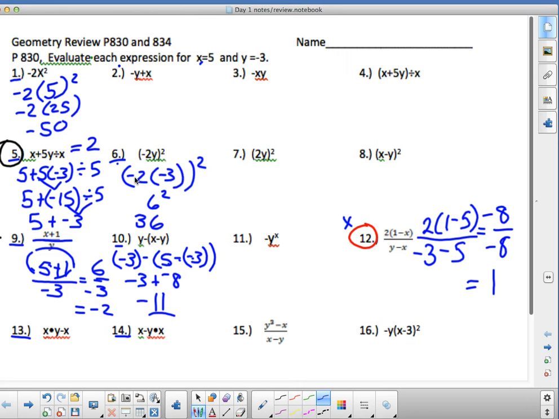Remember, when I'm asked to evaluate, I'm given values for x and y, or given variable values, I should say. And I'm asked to plug them in and evaluate what the actual number would be. And it's just helping me work with my operation skills. That's it. Okay? Just PEMDAS. Please excuse my dear Aunt Sally.